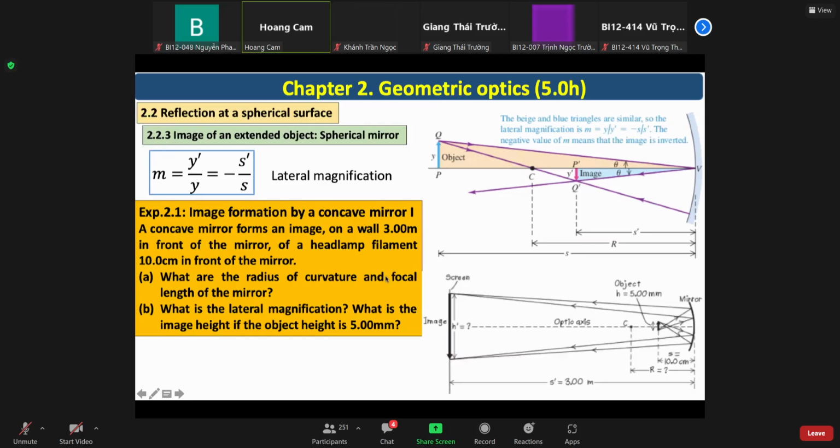We have this example, and I just want to discuss with you to analyze the information inside this example here, which is an example related to the image formation by a concave mirror. Yes, we have some examples. So here they denote it with one. A concave mirror forms an image on a wall 3 meters in front of the mirror, of a headlamp filament 10 centimeters in front of the mirror.